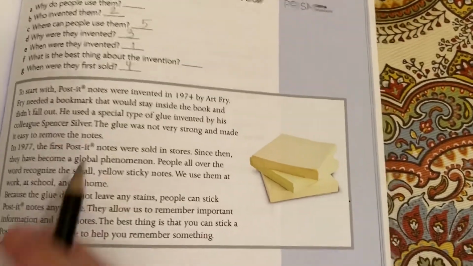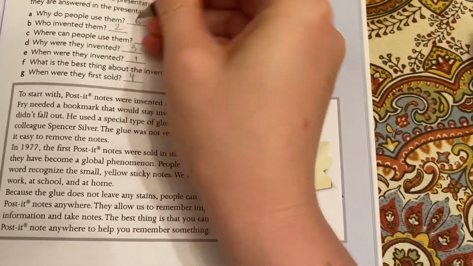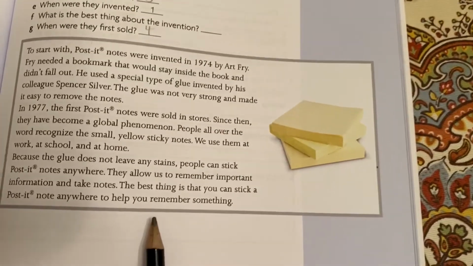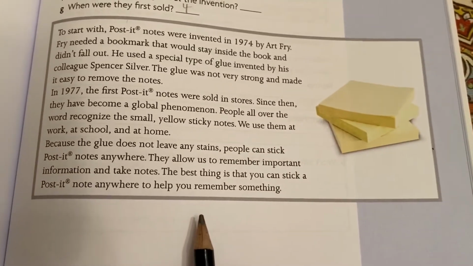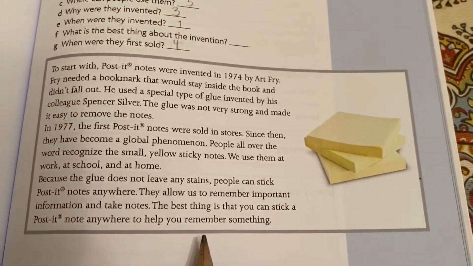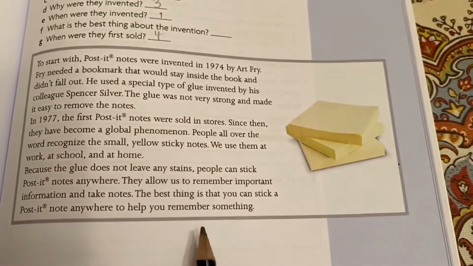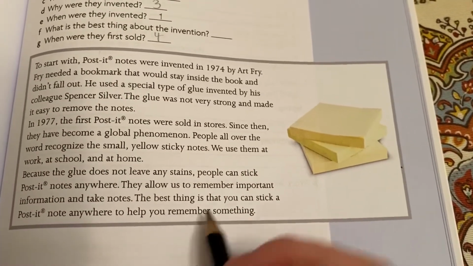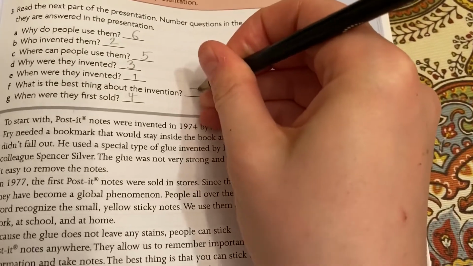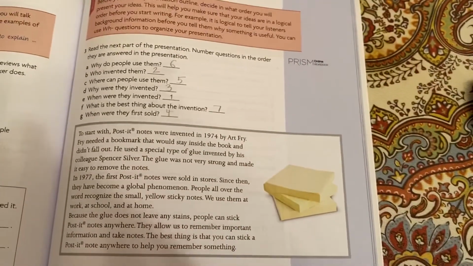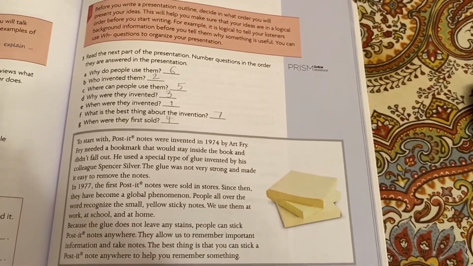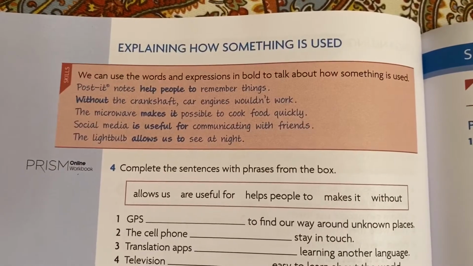Why do people use them? To take notes. The best thing is that you can stick a Post-it note anywhere to help you remember something. Well, that is the best thing coming last. So that will be number 7. Think about organizing your presentation in a similar manner. Explaining how something is used.